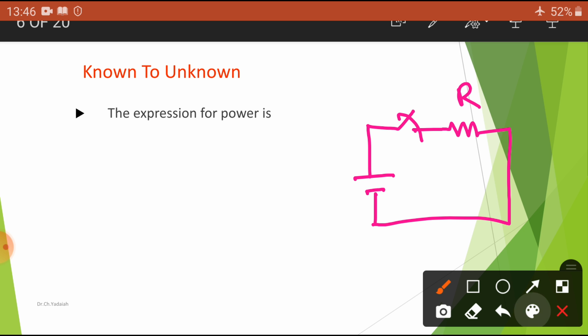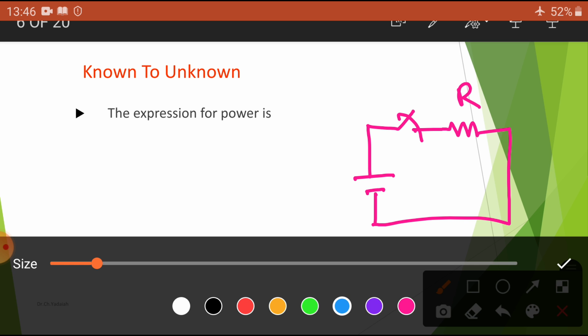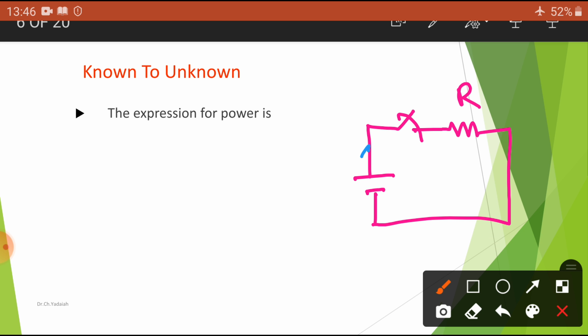The current I will flow through this network. This is a voltage. Now as per Ohm's law, we know that the current is I equal to V by R.